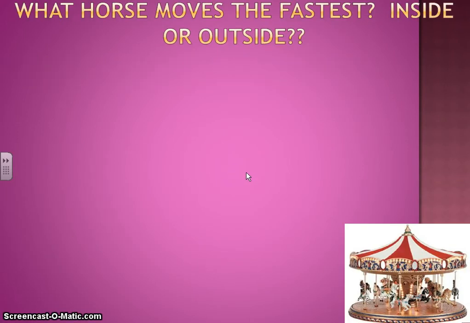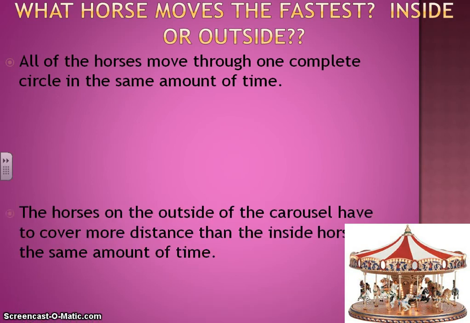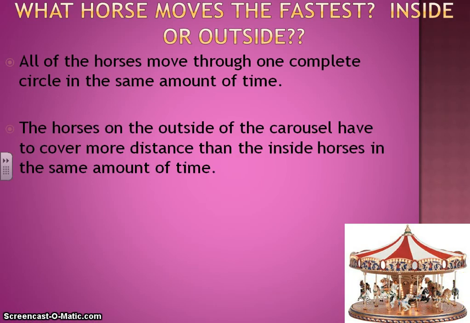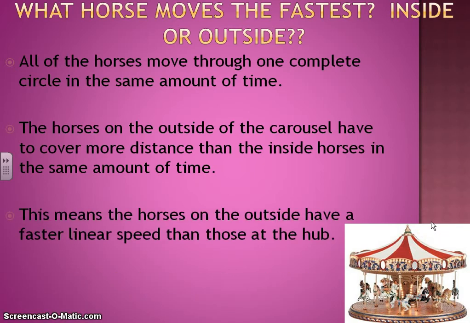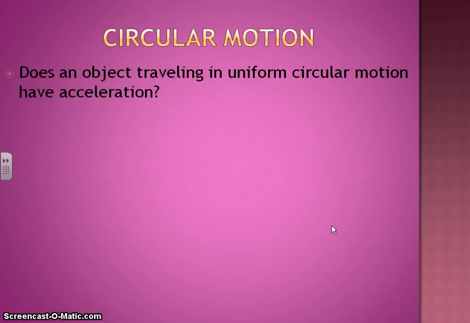Alright, so let's revisit the carousel story and ask the question again. If I sit on the outside and my brother sits on the inside, which horse moves the fastest? Well, if you remember from my story today, both of us do. So how does that work? We all make a revolution in the same amount of time, but the horse on the outside will cover more distance than the horse on the inside. So if we look at linear speed or tangential speed, then I'm going faster. If we look at angular speed, then we're both going the same way.